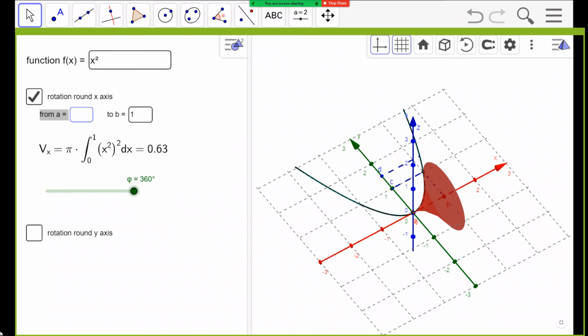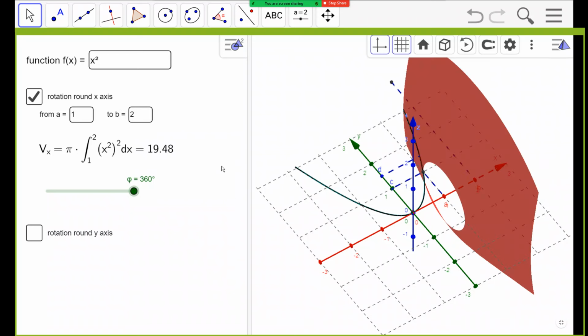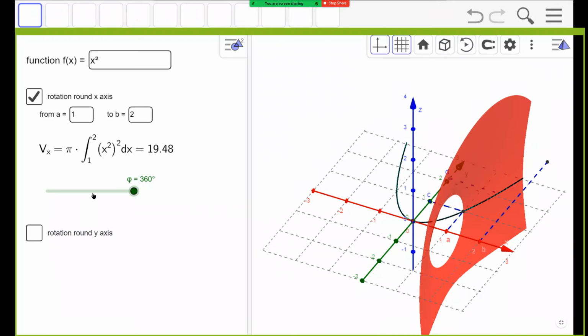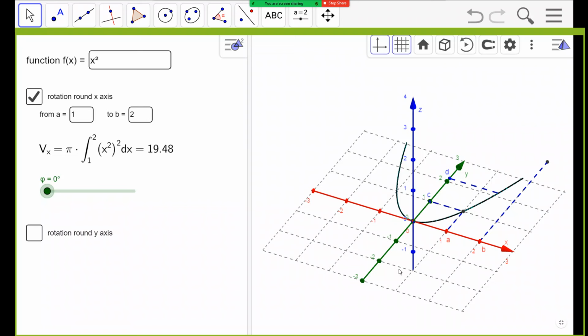What will happen? I don't need to start from 1. This disappears because the volume becomes 0 now. But then let us see how it goes. Would you imagine that something like this will happen? Make it again 0. Okay, and then I start rotating. That part between 1 and 2 is being rotated now.